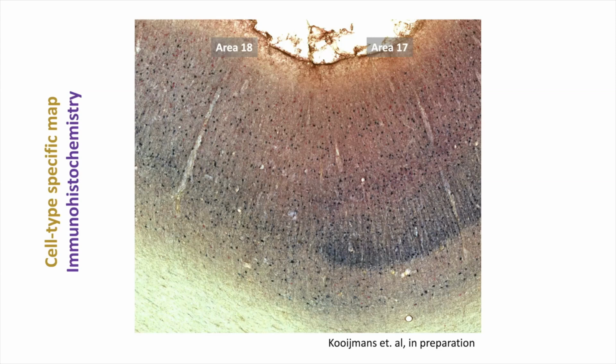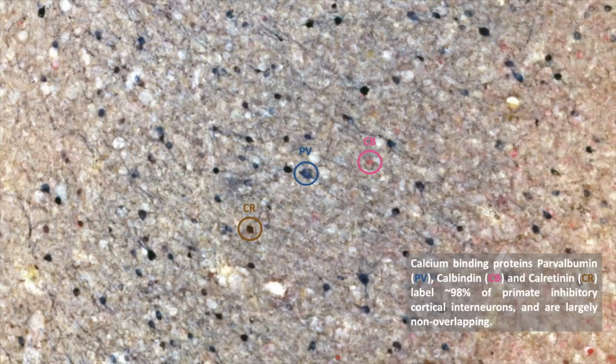Here we have an example showing staining for calcium-binding proteins, parvalbumin, calbindin, and calretinin. So we can identify these 3 populations in the same section with different colors, blue, magenta, and brown in this example, and hopefully now it's going to work. So what you actually saw was a high resolution zoom in of a section that is actually a scan of a full human hemisphere section.